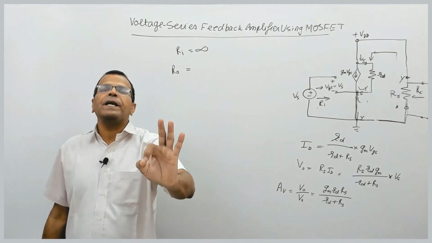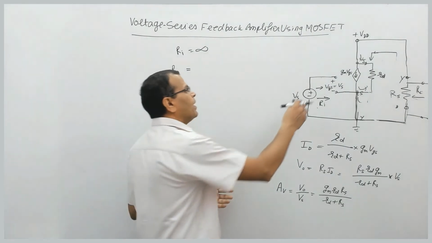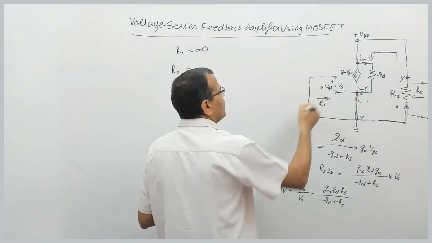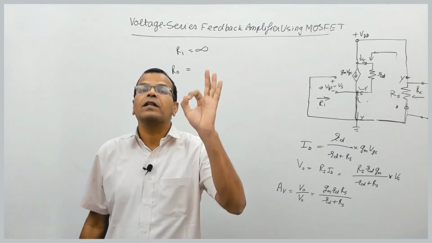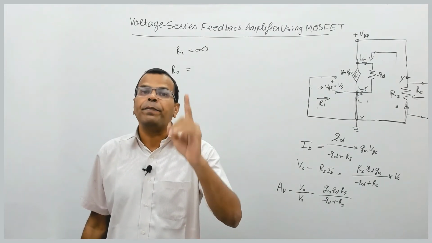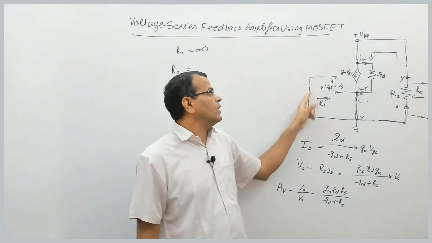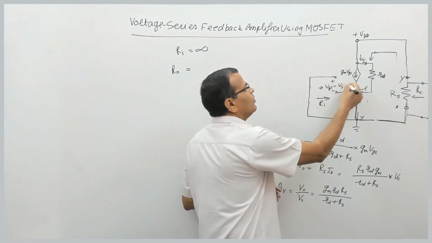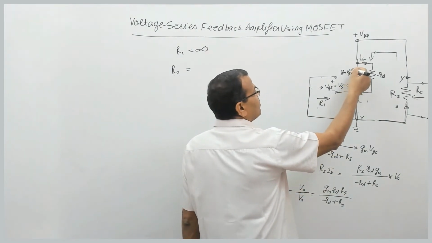We simply replace the input source by a short circuit. So when you replace the input source by a short circuit for identification of output resistance, I repeat, please understand, for identification of output resistance, that is the resistance seen across output terminals, the input voltage source should be replaced by the short circuit. So that is replaced by the short circuit. If this is replaced by the short circuit, so this becomes 0. Vs is 0, so Vgs is 0. When Vgs is 0, so this becomes 0.